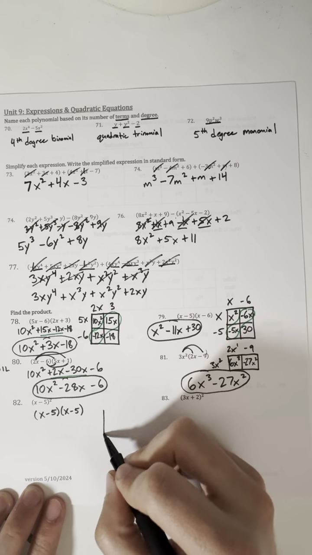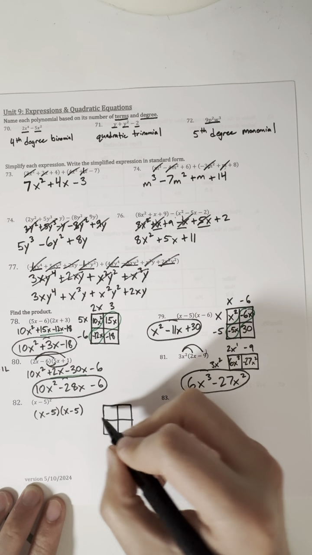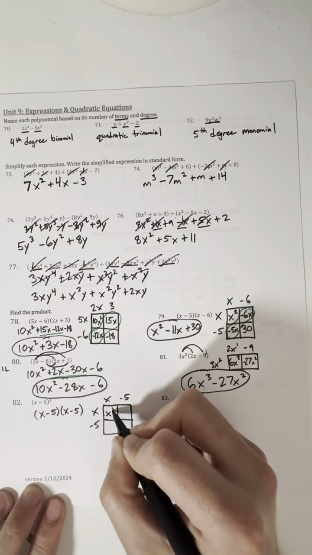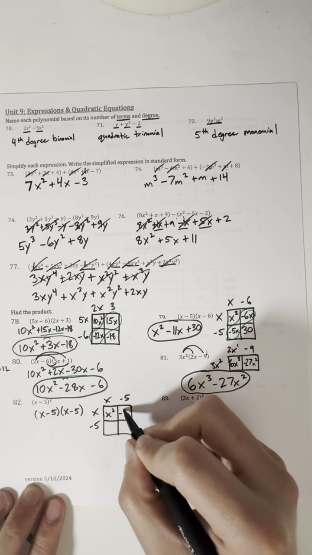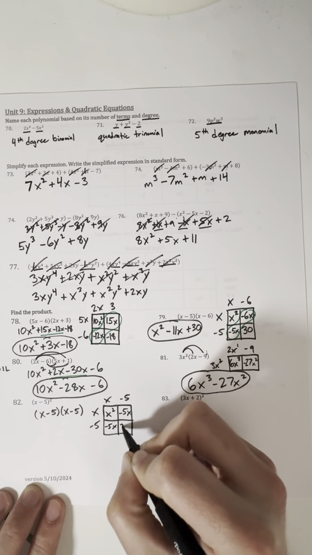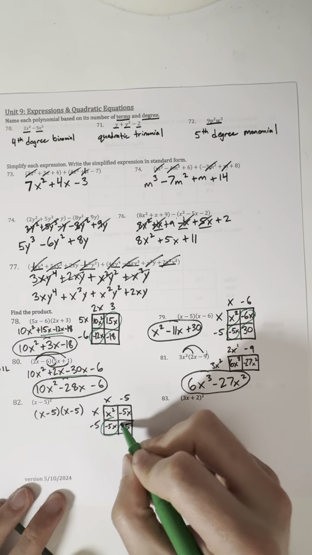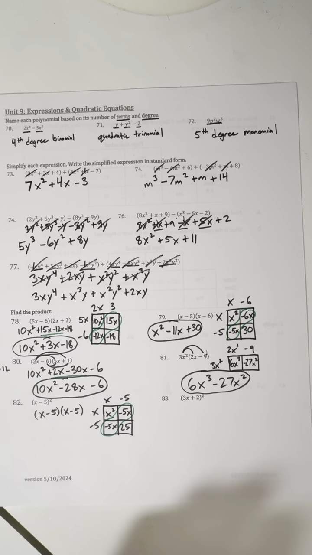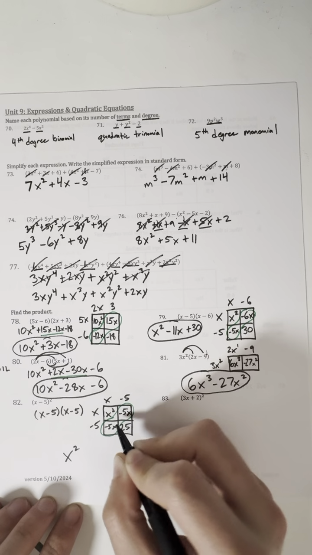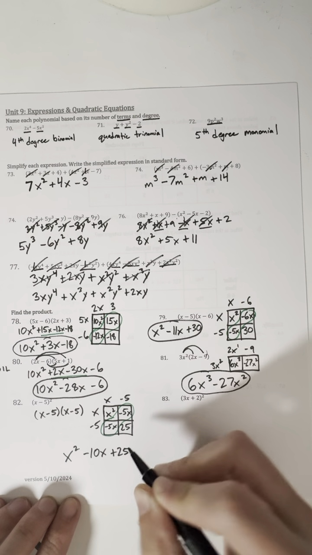And if you have that, now it's the same as always. I'm going to do a box again, so x minus 5 times x minus 5, x squared, right here is minus 5x, this is also minus 5x, and this is plus 25. Negative times negative is positive. These like terms can combine, and so I end up with x squared, and then these combine to make minus 10x plus 25.